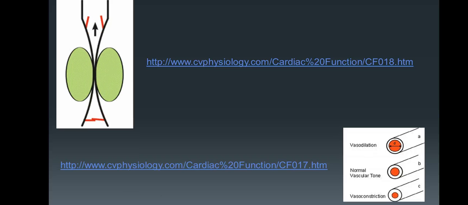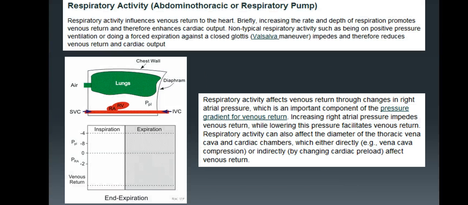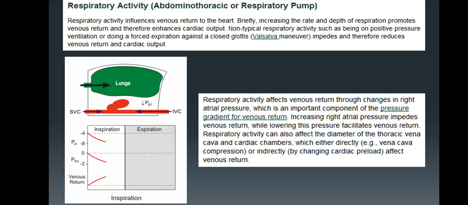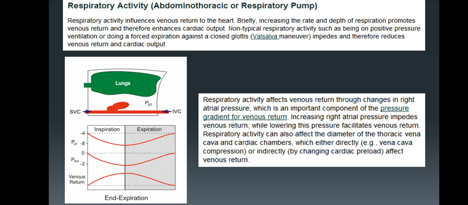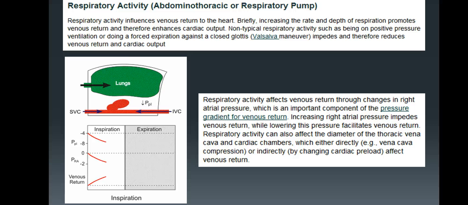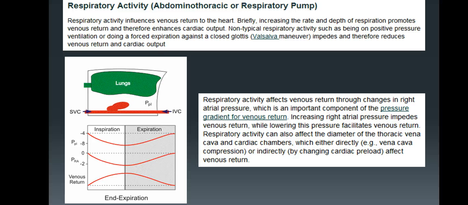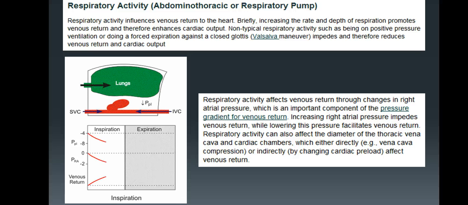The next one is looking at something slightly different. It's called our respiratory pump. As our lungs expand, as we breathe in, it decreases the pressure that is surrounding our right ventricle, therefore allowing it to fill. Venous return is increasing with a decreased surrounding pressure of the right ventricle.